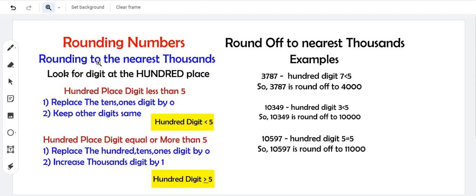Next is rounding to the nearest thousand. Okay, for the nearest thousand number, we will look for the digit at the hundreds place. Okay, which place? Hundreds place. It also has two conditions. First is hundreds digit smaller than 5 and second is hundreds digit greater than or equal to 5. Each condition has some rules.